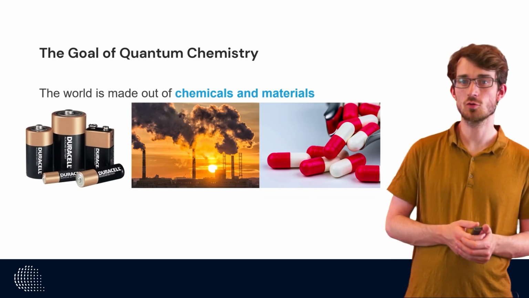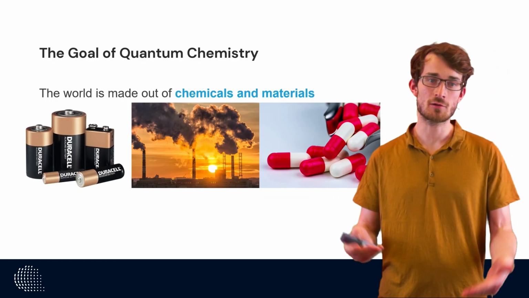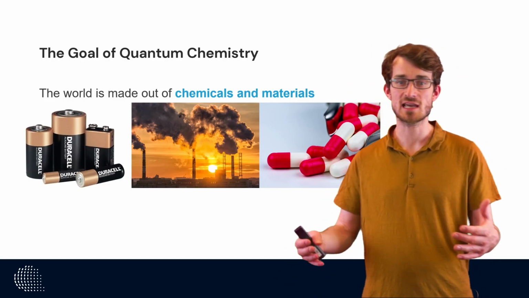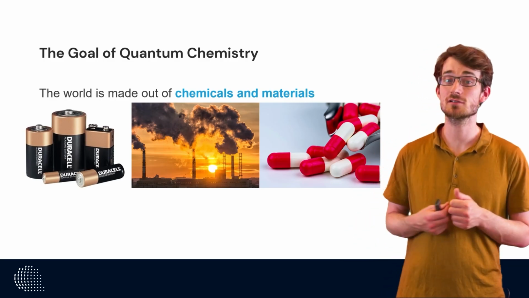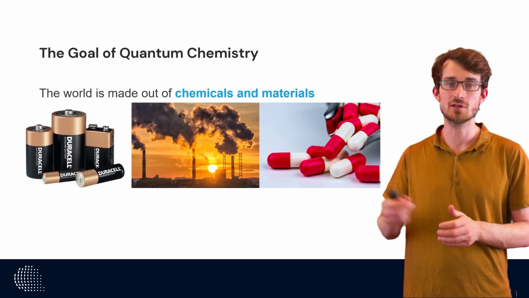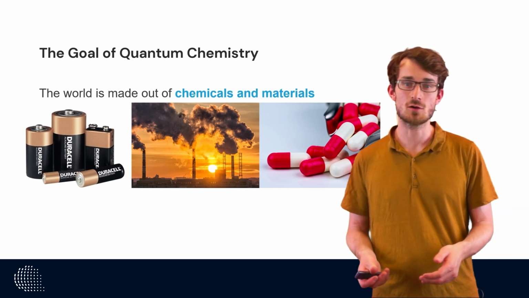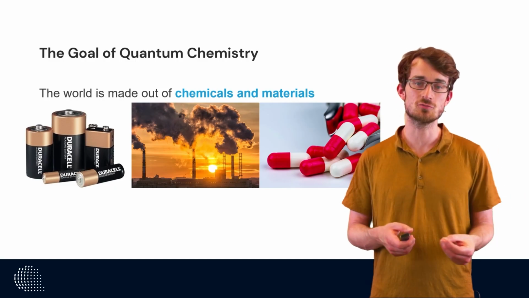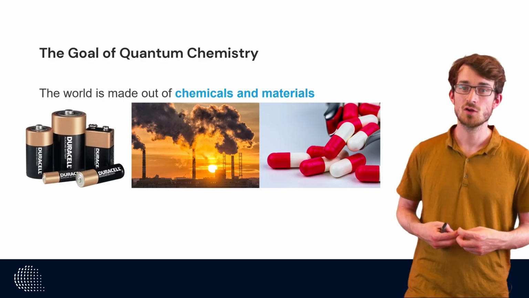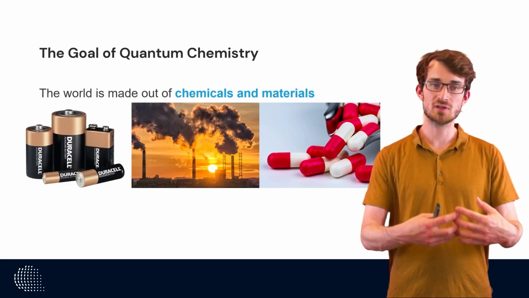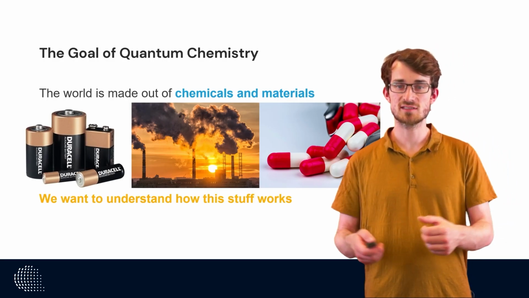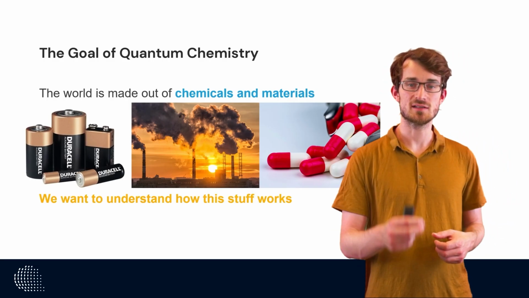To briefly summarize the goal of quantum chemistry, let's look at the world around us. The world, as we know it, is made out of chemicals and materials. And there's a lot of challenges related to chemicals and materials that could help the world become, let's call it, a better place. For example, we could imagine we have better batteries, or maybe we could find a way to capture CO2 back from the atmosphere, or maybe we want to develop better medicine. All these challenges at some deep level relate to the chemistry of these problems. So we want to understand how this stuff works at a really fundamental level.